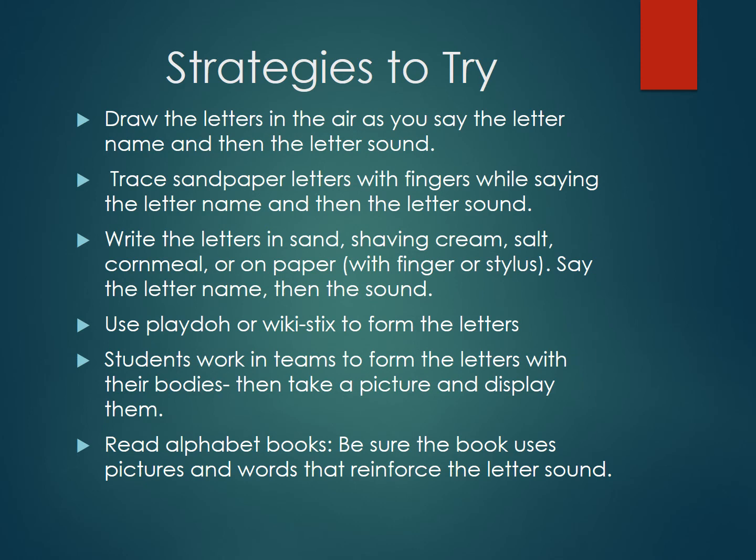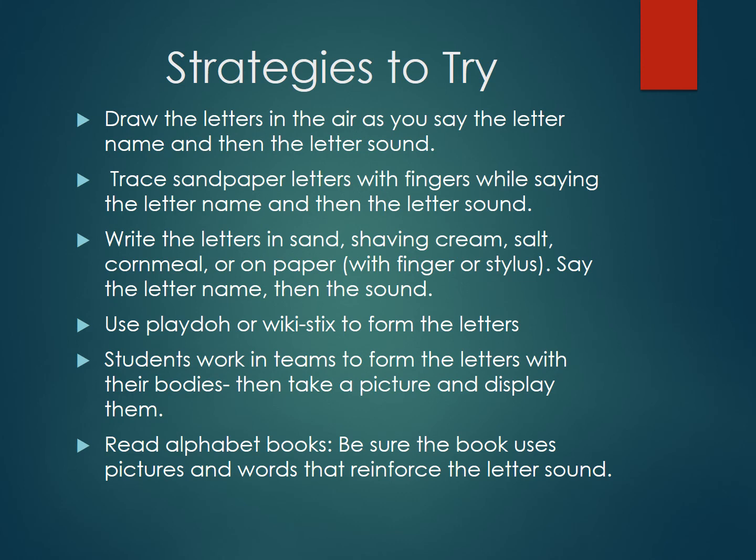Here are some strategies you can try. Have the kids draw the letters in the air as they say the letter name and then the letter sound. They think that's fun and it helps them to visualize the shape. They can also draw them on each other's backs. Trace sandpaper letters with their fingers while saying the letter name and then the letter sound. Write the letters in sand, shaving cream, salt, or cornmeal on paper with their finger or their stylus. Say the letter name and then the sound.